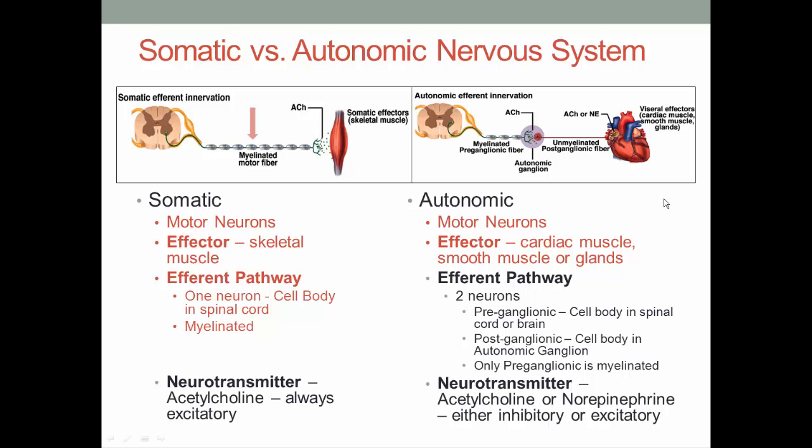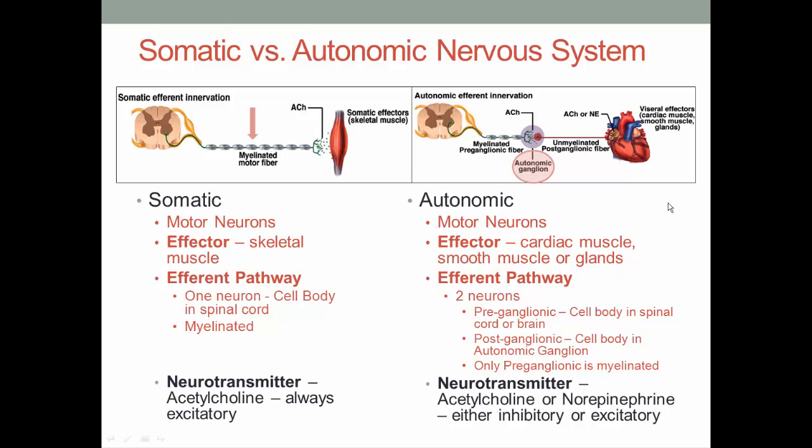Whereas the efferent pathway in the autonomic nervous system is actually composed of two neurons. Those two neurons are linked together by what's called an autonomic ganglion. That is the synapse between the two neurons. If you remember, a ganglion is simply a group of cell bodies. You saw one last semester called the dorsal root ganglion, where the cell bodies of sensory neurons are located. Here, though, we have an autonomic ganglion.